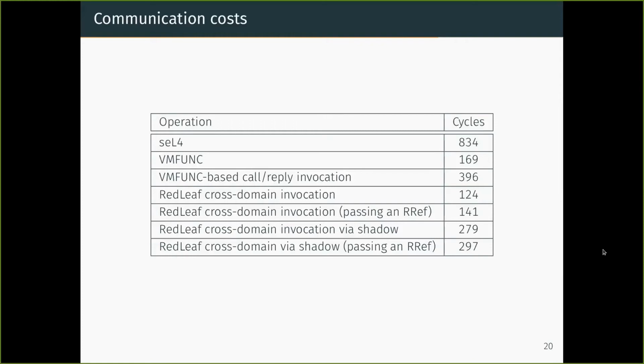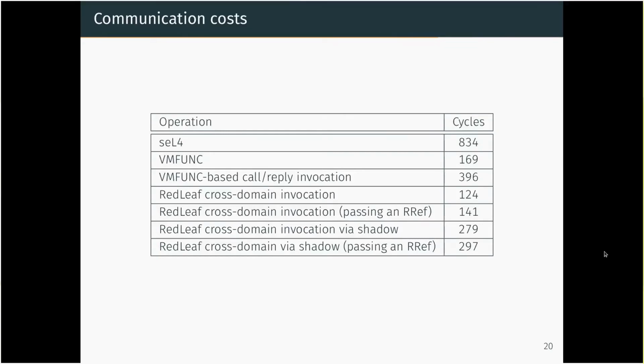In RedLeaf, a cross-domain call is initiated by invoking the trait object provided by the proxy domain. The proxy creates a continuation to unwind the thread in case the invocation fails and invokes the trait of the callee domain. A null cross-domain invocation via a proxy object introduces an overhead of 124 cycles. Passing one RRef adds an overhead of 17 cycles as the RRef is moved between domains. When shadow domains are involved, it takes 279 cycles for a cross-domain invocation.